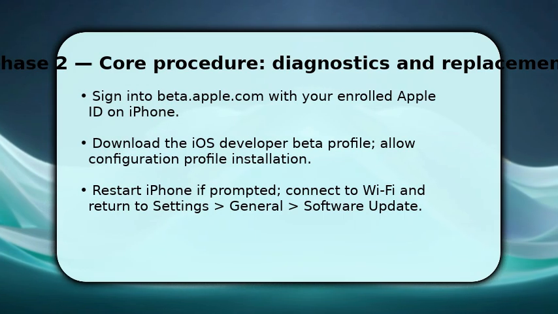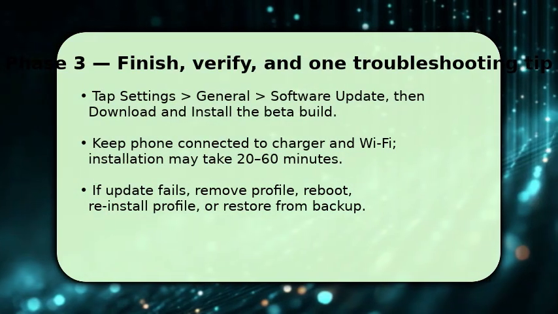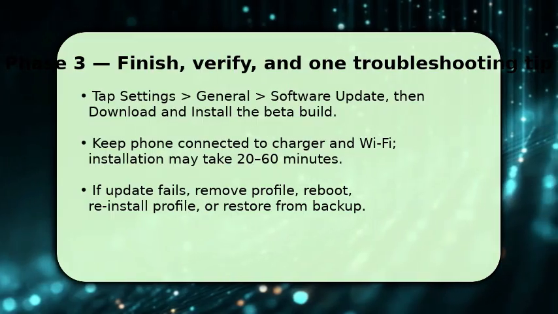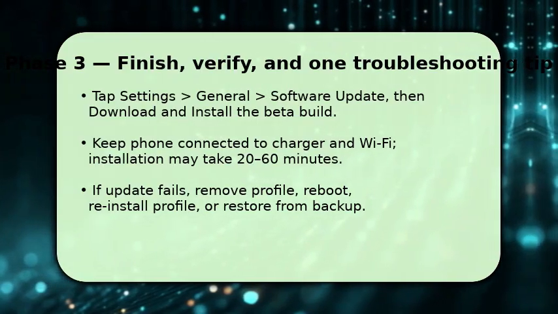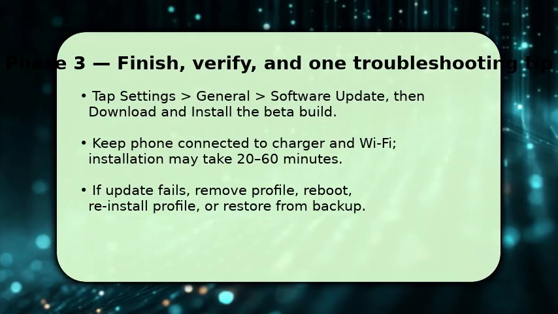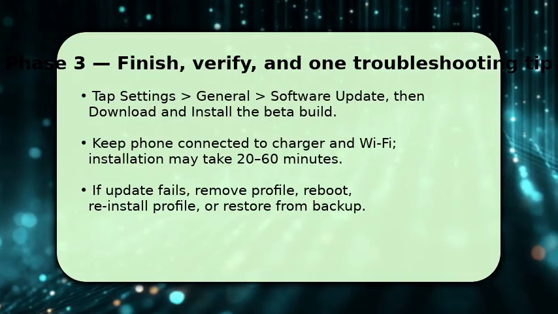You finish by installing the beta. Open Settings, General, Software Update, then tap Download and Install. Enter your passcode, agree to terms, and let the phone download. Make sure it stays on Wi-Fi and connected to power during the whole process. Installation can take between 20 and 60 minutes depending on size.